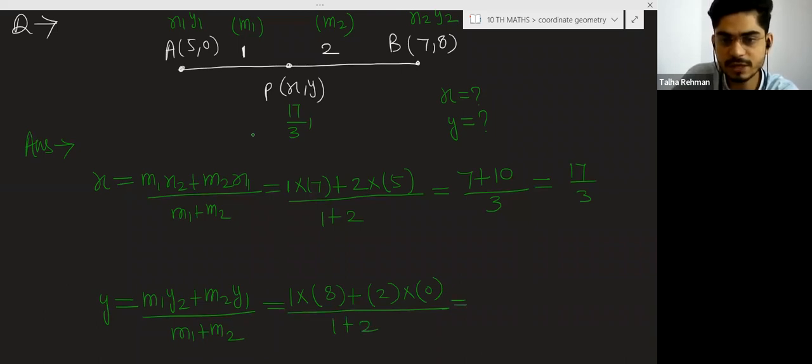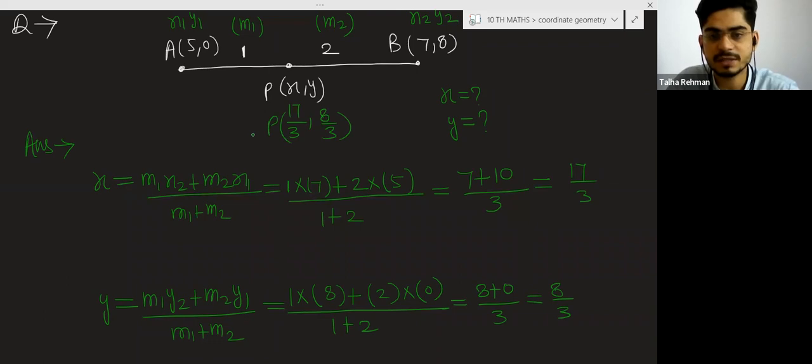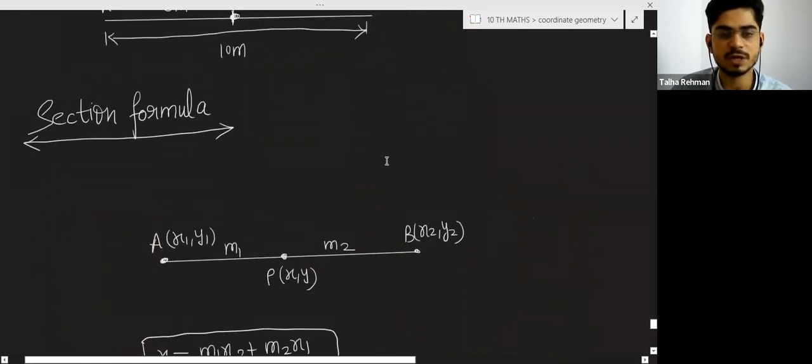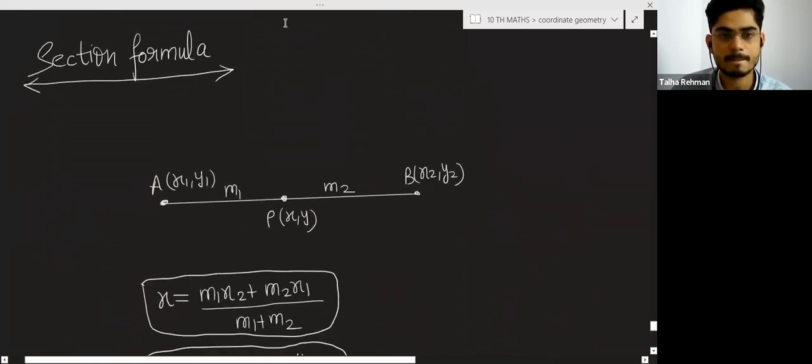Then this will become 8, this will become 0, this will become 3. Then you will get 8 divided by 3 as the y coordinate of this point. So point P has the coordinate 17 divided by 3 and 8 divided by 3, which divides this line segment AB, with coordinates 5, 0 and 7, 8, in ratio 1:2. So this is how we will use the section formula. Note it down.